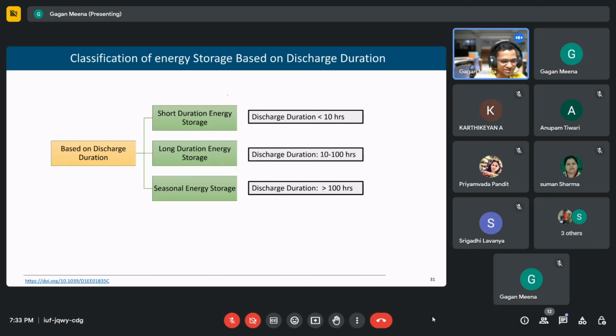There are three types of discharge energy storages. We can classify energy storage based upon discharge duration into three types: short duration, long duration and seasonal. Sometimes they combine these two also. So they say less than 12 hours is short duration and more than 12 hours is long duration, combining everything in long duration. But if we further classify, then up to 10 hours discharge duration it is short duration. These lithium ion batteries come in this.